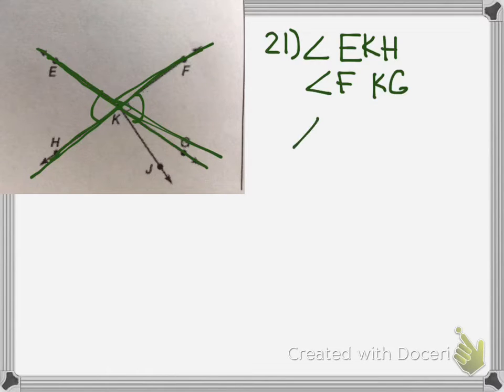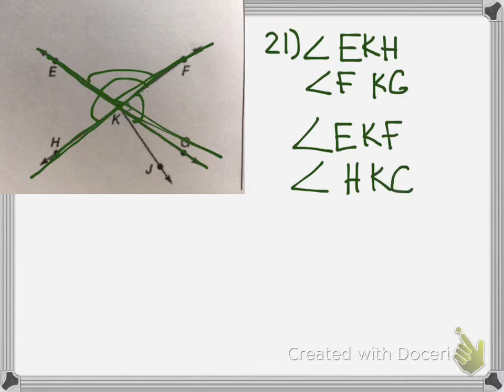But I could also go top ways, like saying angle EKF and then angle HKG, ignoring this line right here, because I can focus on this angle here. Those two would be vertical angles and they would be equal. So I'm ignoring the J, and that gives me that. Now, moving on.